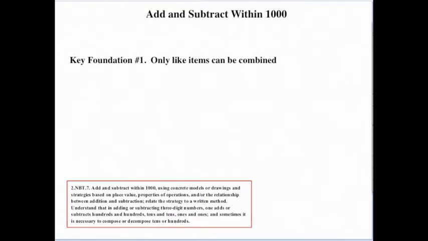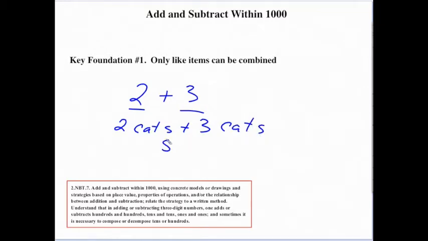Now there's some foundational knowledge that the kids really need. The first one would be that only like items can be combined. If we look at the standard, one of the things that is emphasized is that you can only combine hundreds and hundreds, tens and tens, ones and ones. But of course, prior to that, the kids understand that, for example, if I had 2 plus 3, there's a huge assumption that the 2 and the 3 represent the same stuff. So for example, it might be 2 cats plus 3 cats gives me a total of 5 cats.